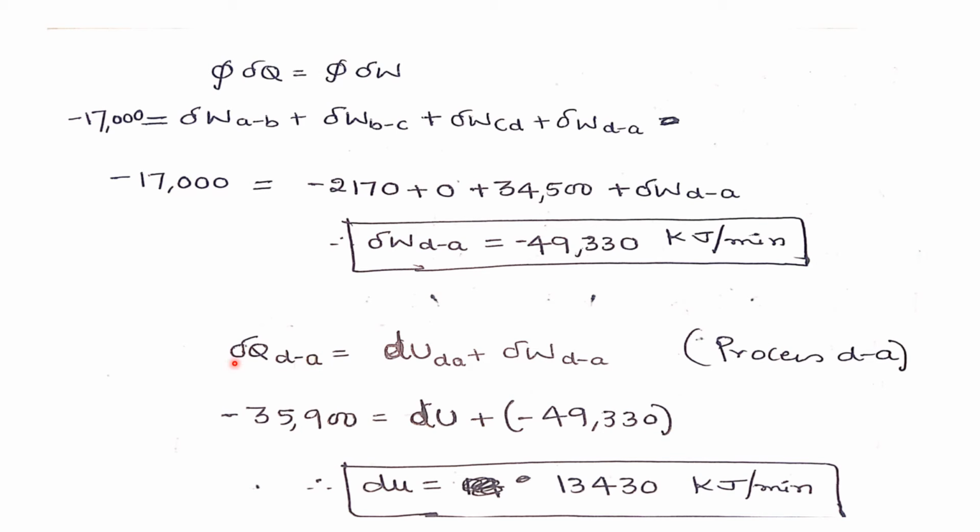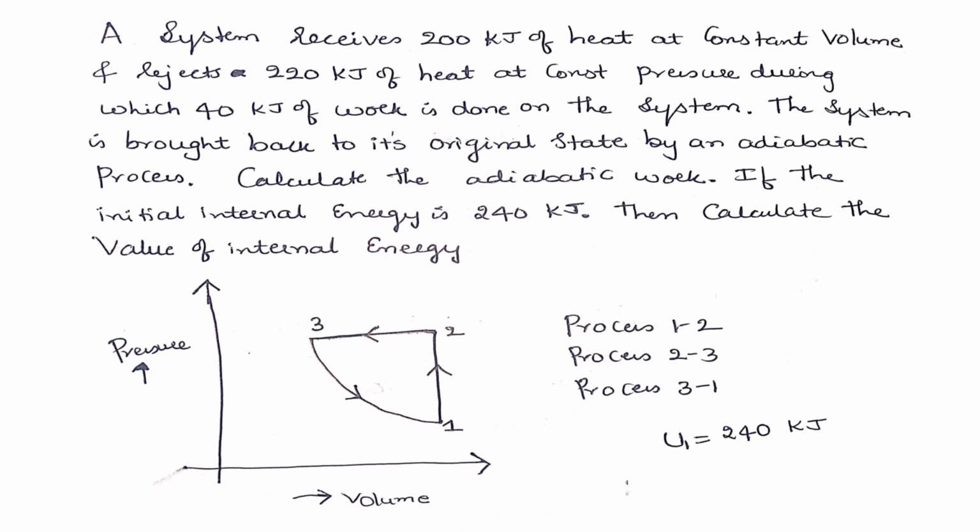Now for process dA, the same equation I will use here, first law of thermodynamics only. Delta Q of dA is equal to du, internal energy during process dA, plus delta W of dA. So delta Q of dA already we have calculated as minus 35,900, equal to du, I will keep as it is, plus this we have calculated minus 49,330. So therefore if I simplify this, du will be equal to 13,430 kilojoules per minute. We'll see now the next problem.